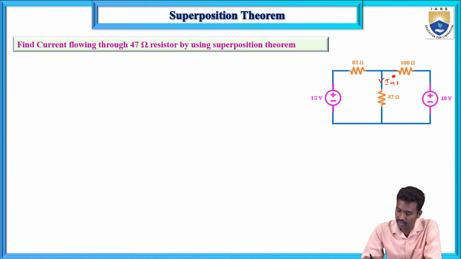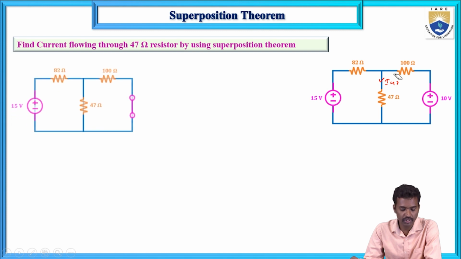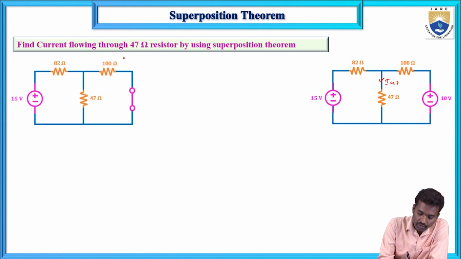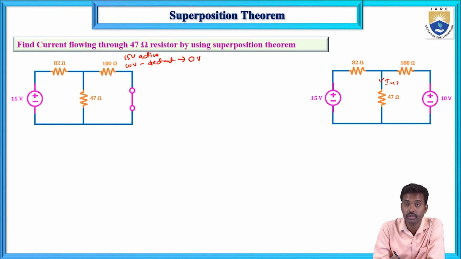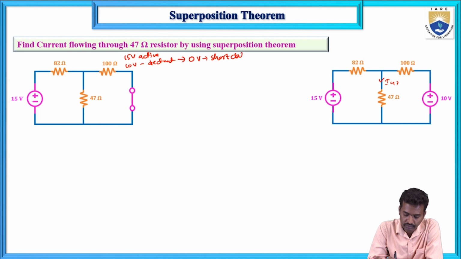I47 is the total response. Now individual responses are calculated. 15 volts is active and 10 volts is deactivated. 10 volts deactivated means 0 volts, and 0 volts means short circuited. It should be short circuited.